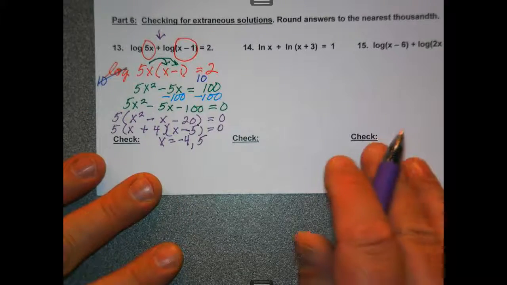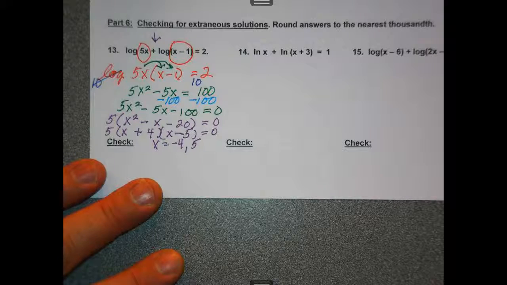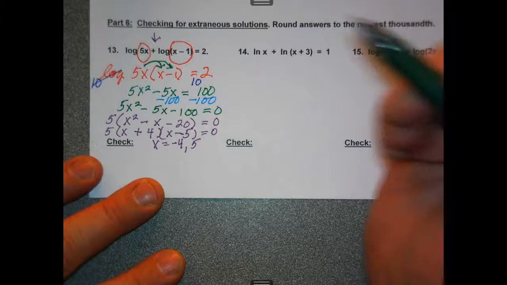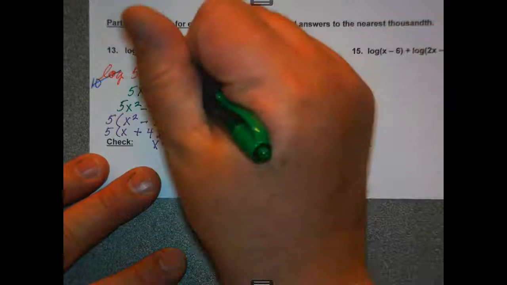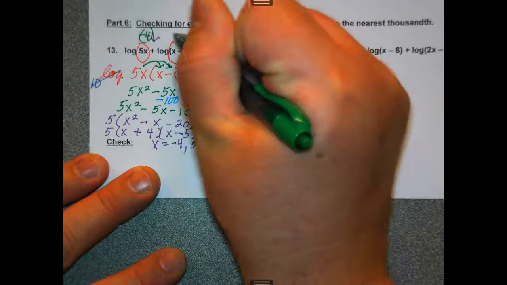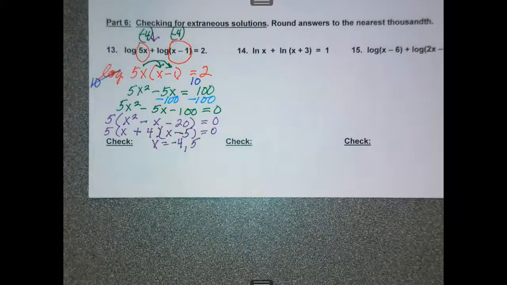Okay, what do we get to do when we find solutions of a quadratic? That's right, we have to check them. Let's check -4. X is going to be -4.